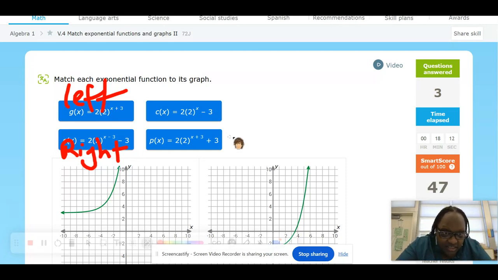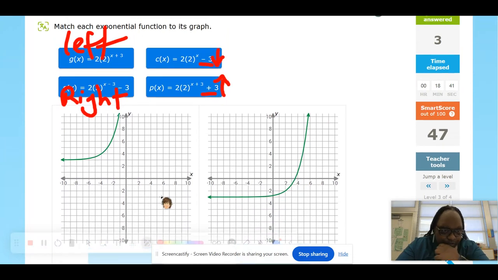A few other things to think about. So now looking at these right here. So we discovered with our previous problem that number shifts the graph up or down. And minus does mean down in this case, and plus does mean up in this case. So this is going to go down from our normal graph, and this is going to go up. So these are things we need to think about as we look at the graphs.